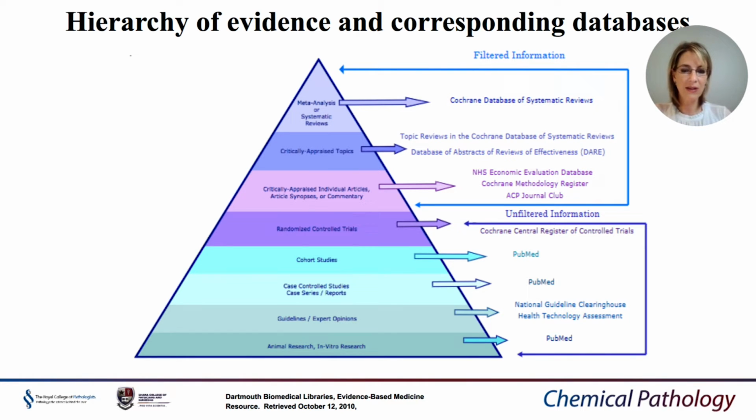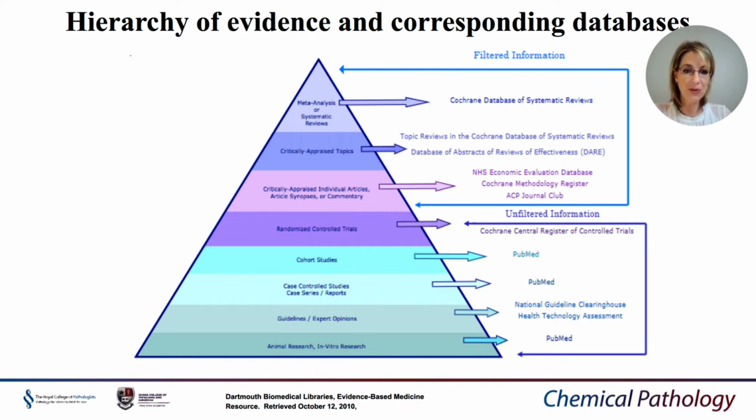So this diagram depicts some of the sources, which has either filtered information or unfiltered information, which divides the pyramid further into two sections. So for example, the source of meta-analysis that's considered filtered is using Cochrane Database of Systematic Reviews. All critically appraised topics could be sourced from the database of abstracts from reviews of effectiveness, otherwise known as DARE, or from the NHS Economic Evaluation Database, and also the Cochrane Methodology Register. The ACP Journal Club is also an example of this.